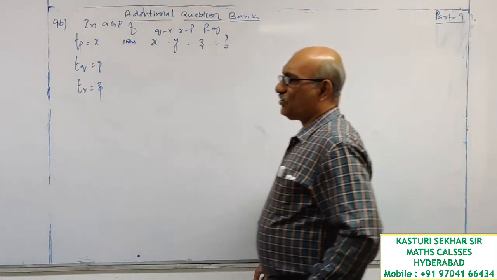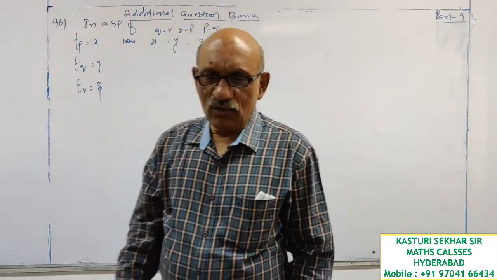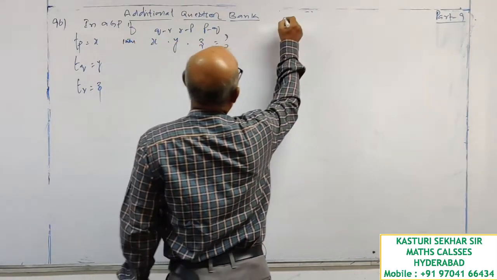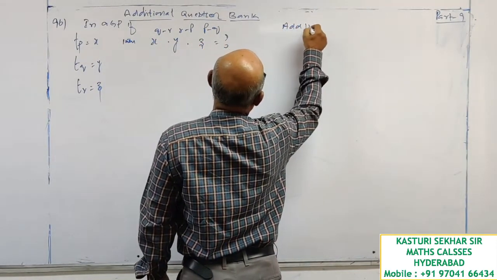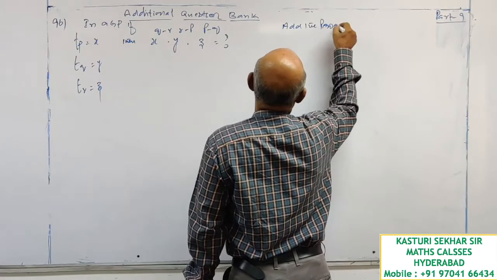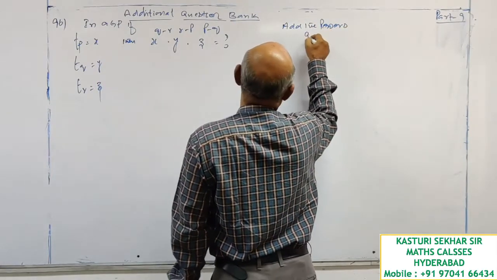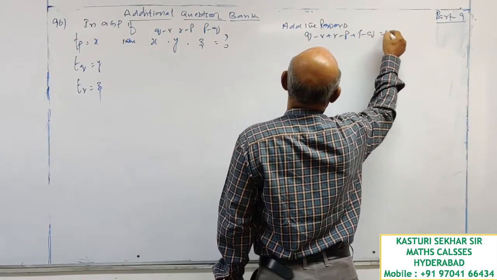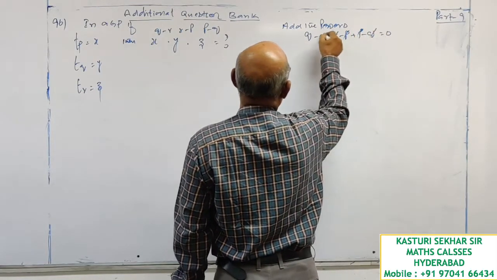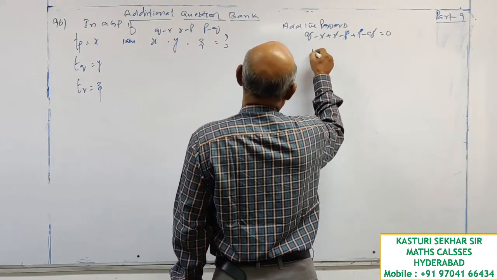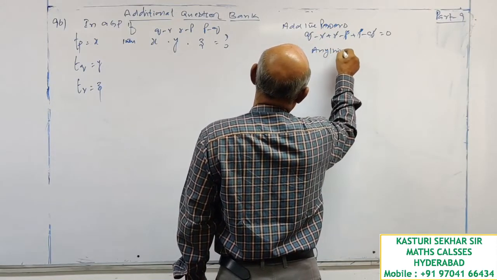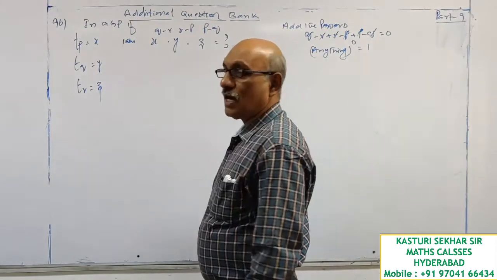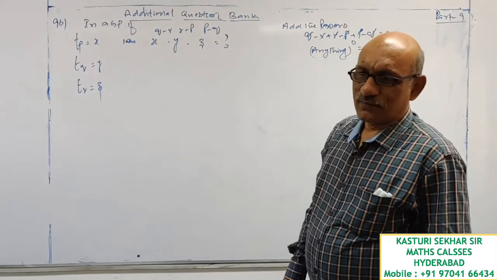When a problem of this type is given, no need to solve the question, sir. Simply add the powers. Q minus R plus R minus P plus P minus Q. This is 0. So anything to the power 0 is equal to 1. The answer to this question is 1.